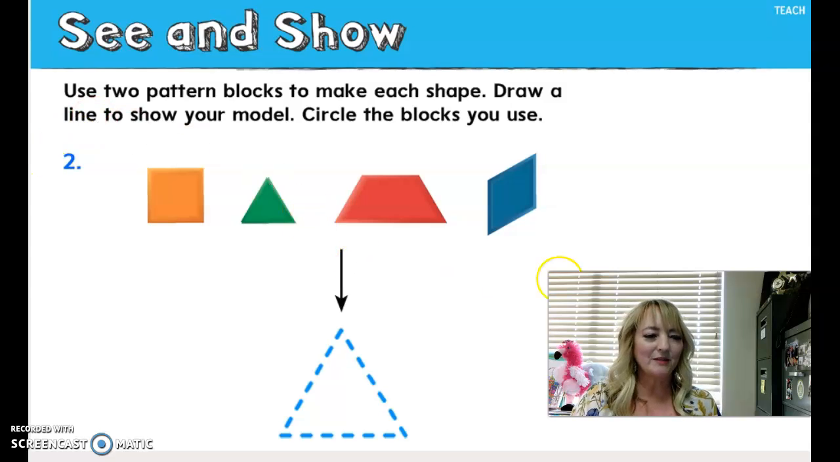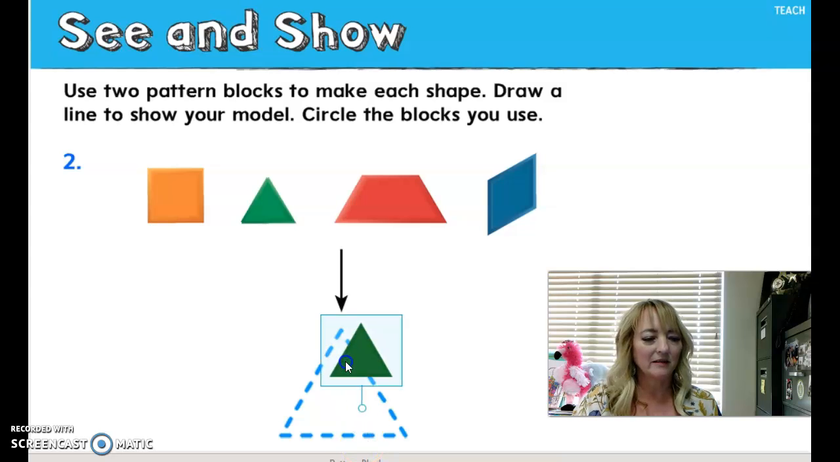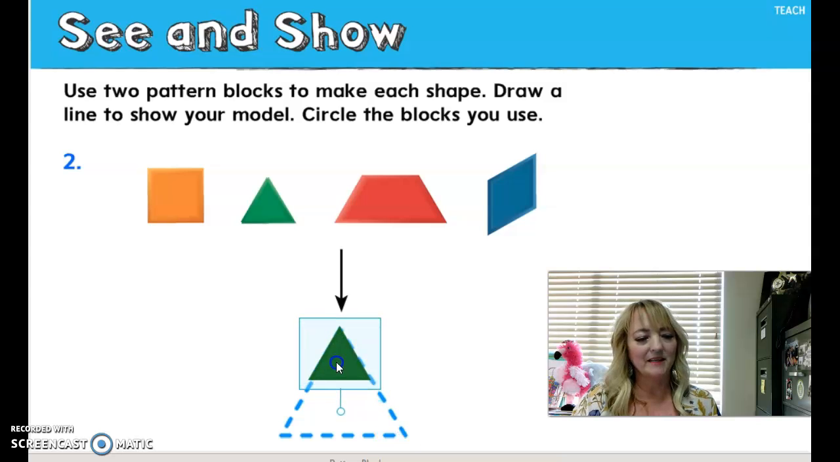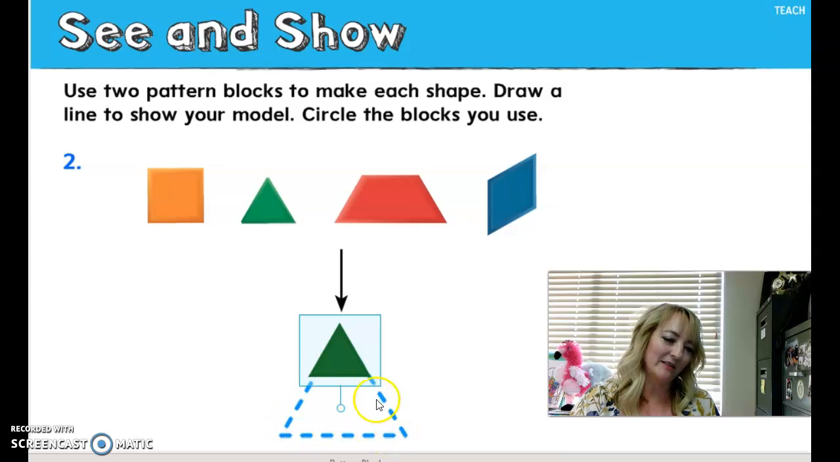Use 2 pattern blocks to make each shape. Draw a line to show your model. Circle the blocks you use. So what could you use to make this larger triangle? As you see, this triangle is not going to be large enough, but it does fill out the top portion. What could you use for this bottom portion? Can you see what shape it's making? Hopefully you said trapezoid, the red shape.